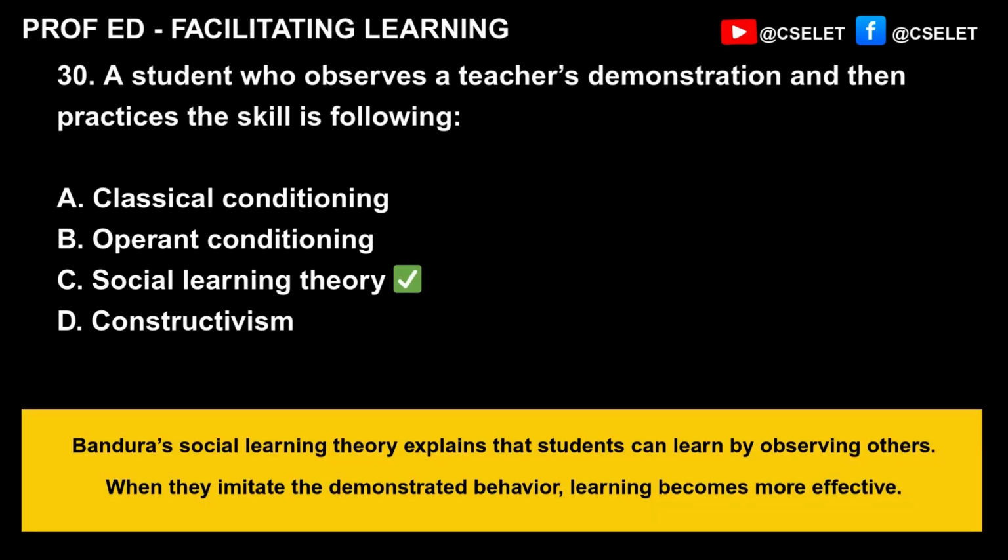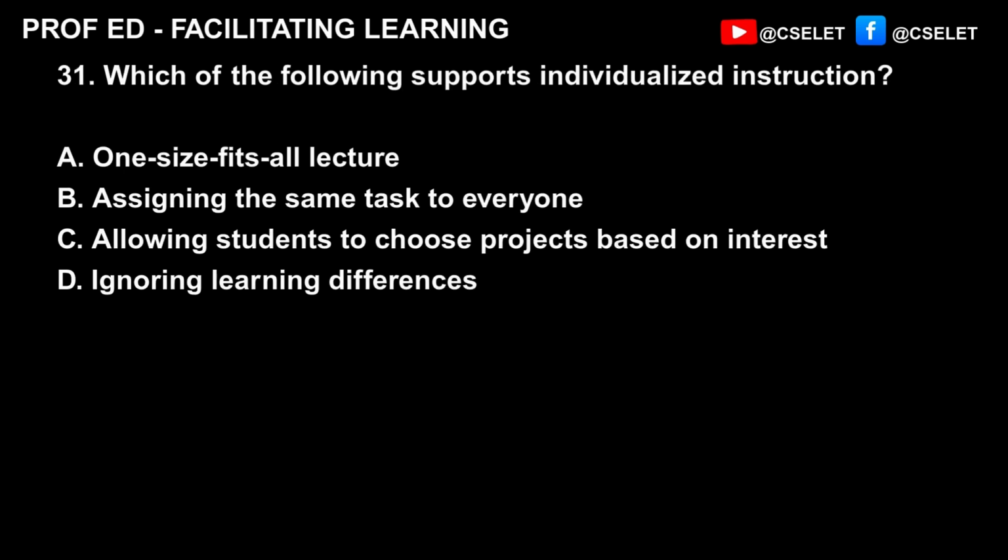The correct answer is letter C. Bandura's social learning theory explains that students can learn by observing others. When they imitate the demonstrated behavior, learning becomes more effective.